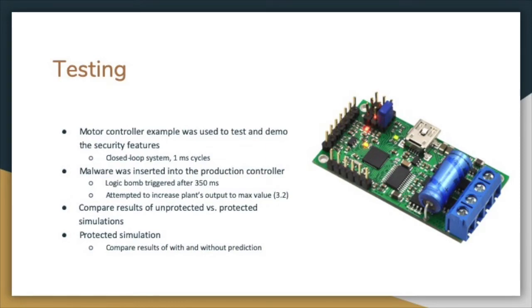Latent malicious behavior was inserted into the production controller. So essentially, a logic bomb was inserted into the controller. The malware attempts to increase the plant's output to its maximum value after 350 milliseconds have passed since the plant started running. The malware was tested on the controller with and without the prediction security mechanism of the proposed solution, and comparisons were also made between the tests on the controller with and without overall protection.